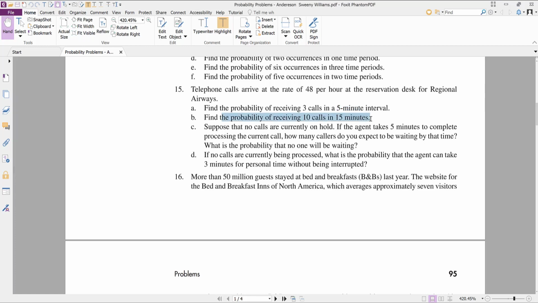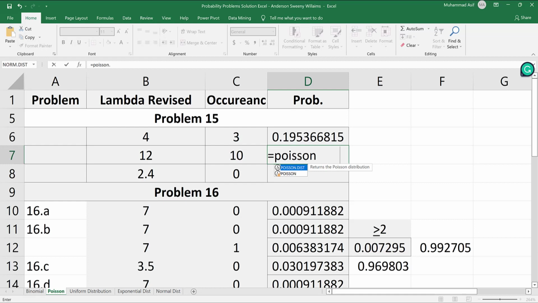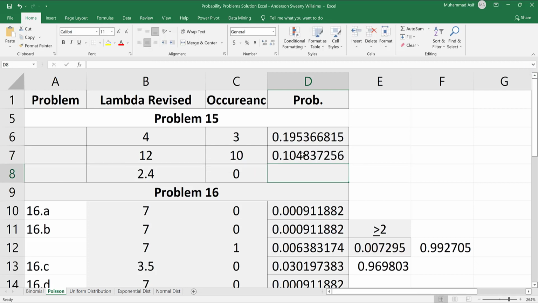The next part is find the probability of receiving 10 calls in 15 minutes. As we had already determined, it's 0.8 calls per minute, and 0.8 multiplied by 15 will be 12. So in this question, the mean will be 12, and the number of occurrences is 10. First is X, it is 10, and the mean is 12, and of course cumulative is false, and that gives a probability of 10.48%.